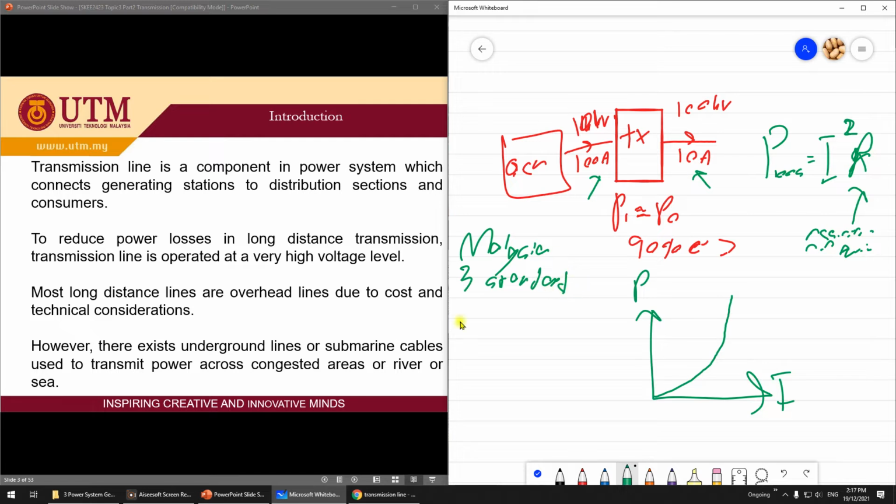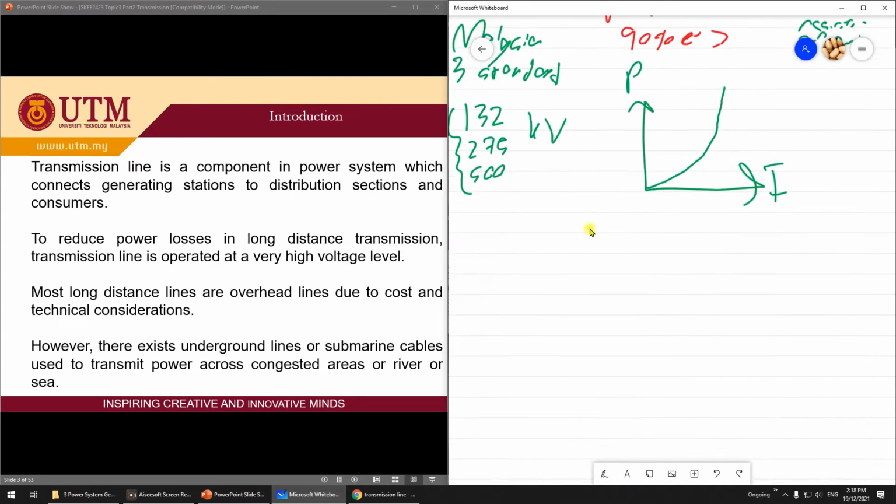Different countries have different standards, but in Malaysia you have 132, 275 and 500 kilovolt. Make sure you know this. This is the standard transmission line voltage. Most long distance lines are overhead lines due to cost and technical considerations.